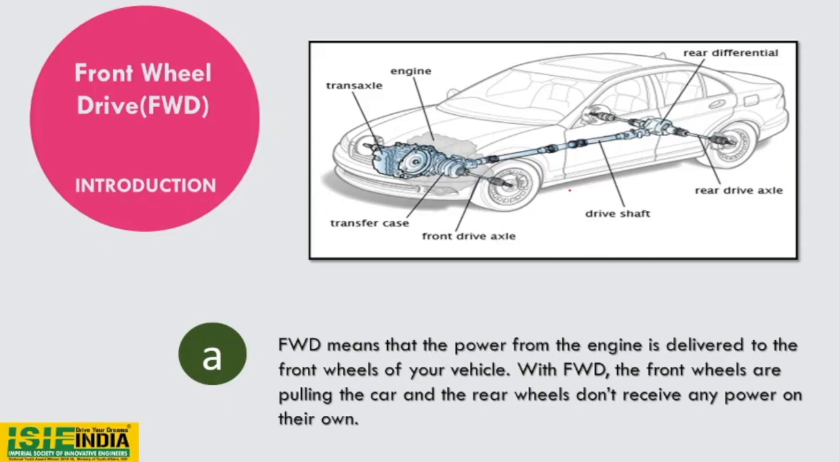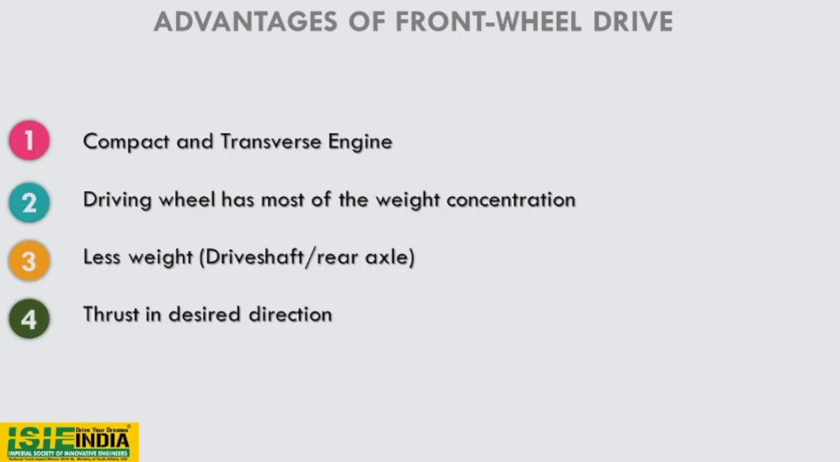Now coming to its advantages and disadvantages. First, it has a compact, transverse engine, meaning the assembly is quite compact in front, and therefore it gives you a large space at the rear of your vehicle. Then the driving wheels have most of the weight concentration. It is a very good advantage for this type of drivetrain, because it allows all the traction to the front wheels, therefore improving the force distribution.